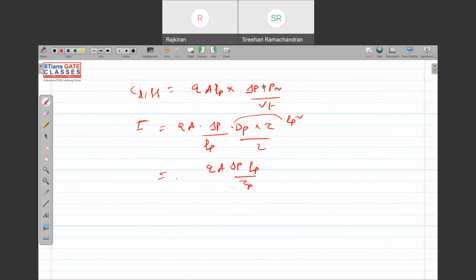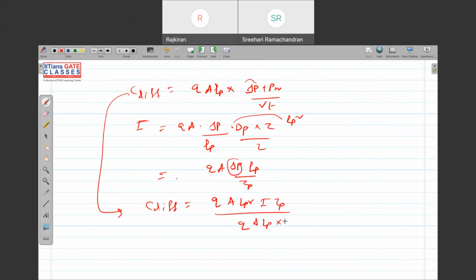Now you put del p here. Now here we put I equal to Q A L P. What is del p? This del p plus P n0 is almost equal to del p only, right? So I'll put del p here. I into tau p divided by Q A L P into Vt. This got canceled, I got I into tau p by Vt.